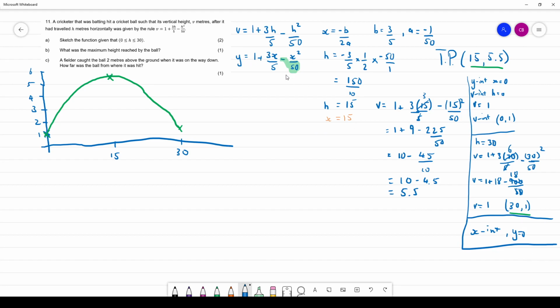This one, these numbers aren't nice. Look at the B value, look at the A value. I would probably go with the quadratic formula because that would take me a while to work out. The quadratic formula, I definitely know that'll work. Question B, what was the maximum height? Max height. What do we got? 5.5 meters. We already figured that out.